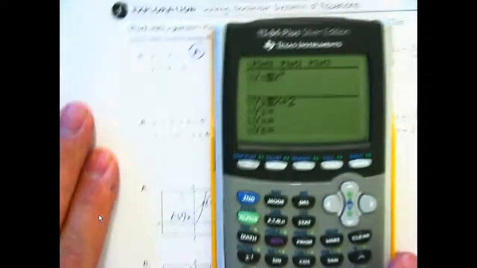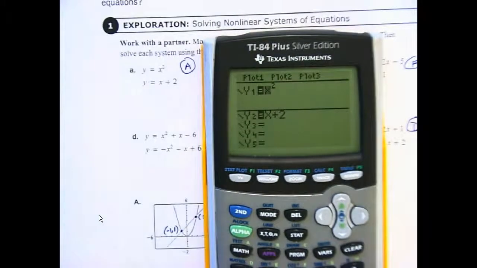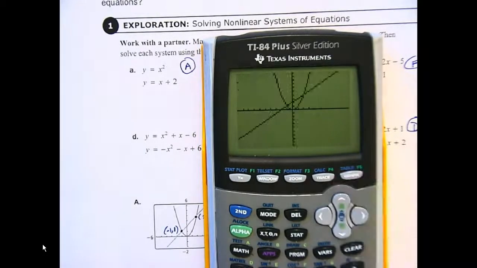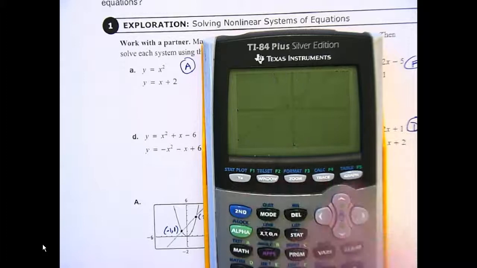Okay, we'll just use the equations now. Once you get them in there, I want you to go ahead and look at your table. Our graph looks like that. We already know that, but go to our table.